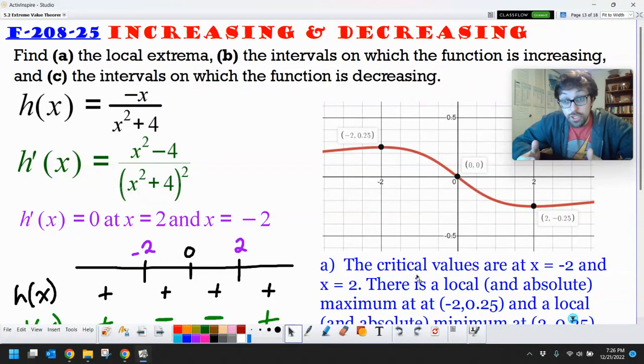They are potential extrema. Then we want to check on our graph to see that it is actually a maximum or it is actually a minimum at this point. There are other tools of calculus that we can use in order to determine if it is a maximum or a minimum using calculus, but we're not talking about that right now.